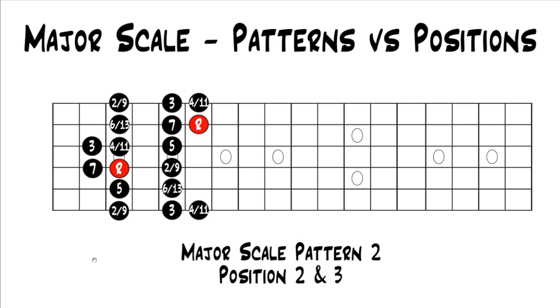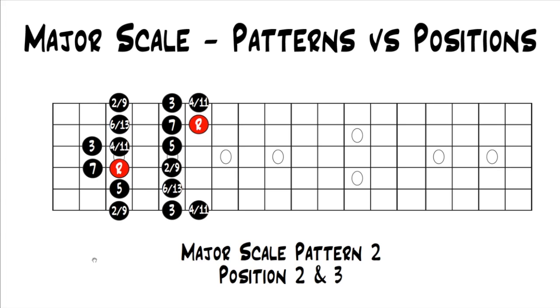So that's what you need to understand, the difference between patterns and positions. A pattern is just a shape that's going to stay the same no matter what key you're in. It's just you're going to be in a different spot on the fretboard. A position actually refers to where you are on the fretboard. And like I said, it's where your first finger lands.